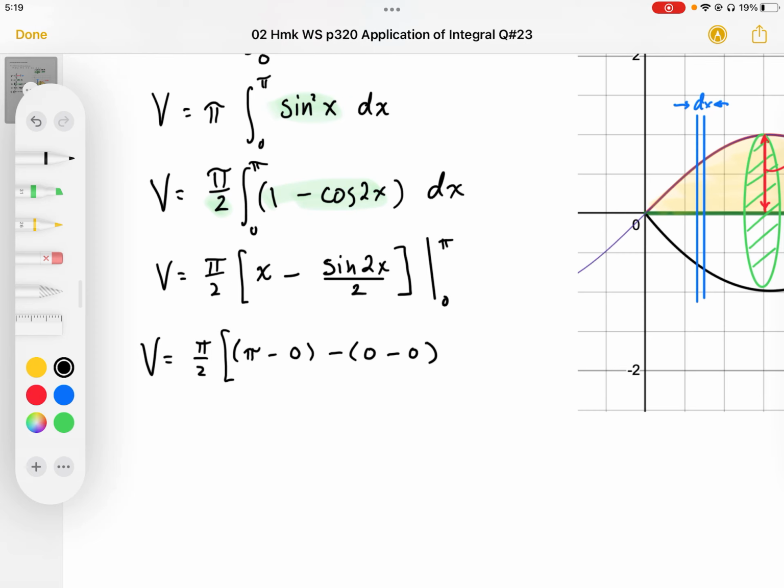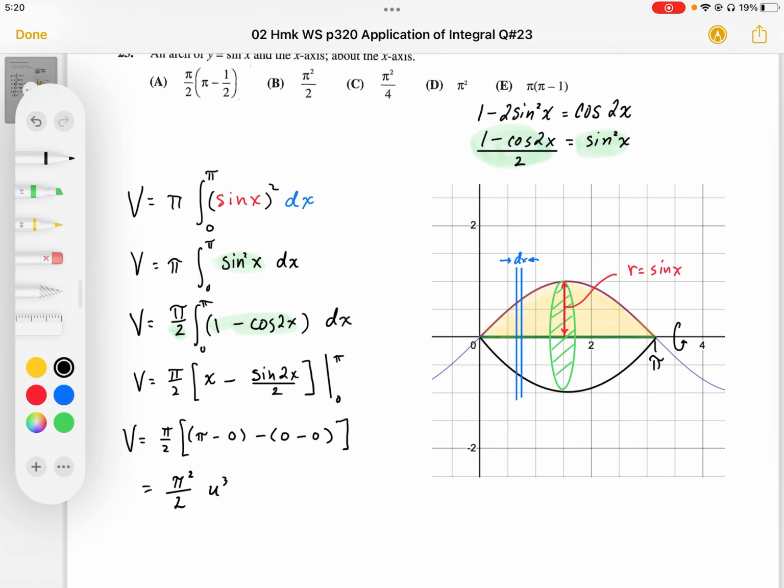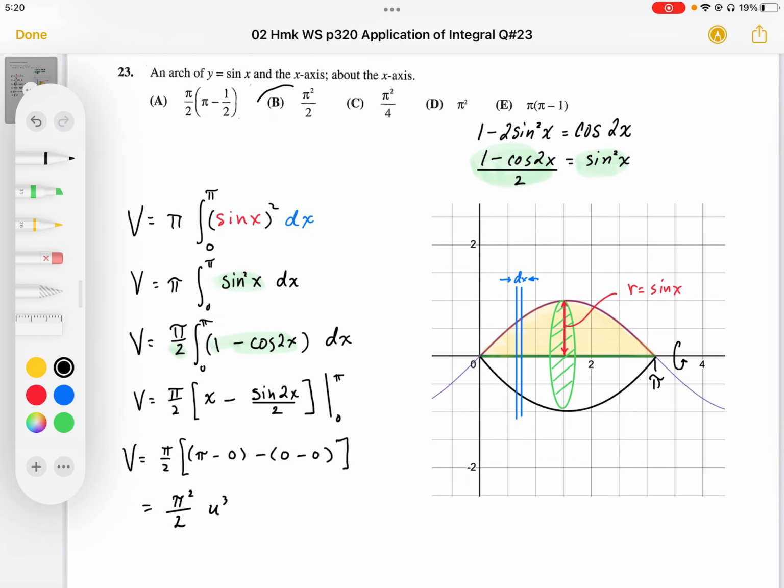When I plug that all in, it looks like it's just going to be pi. My volume works out to be pi squared over 2 units cubed. So the answer works out to be B.